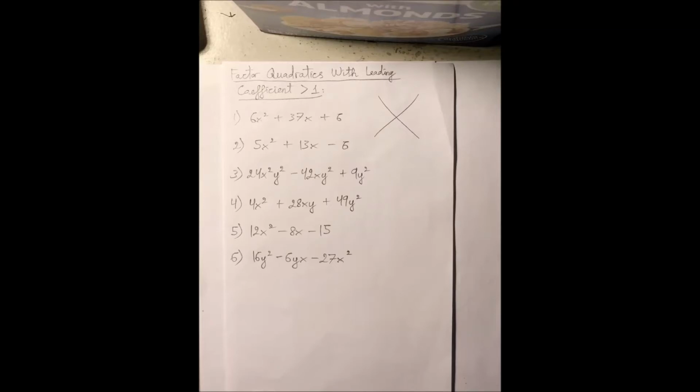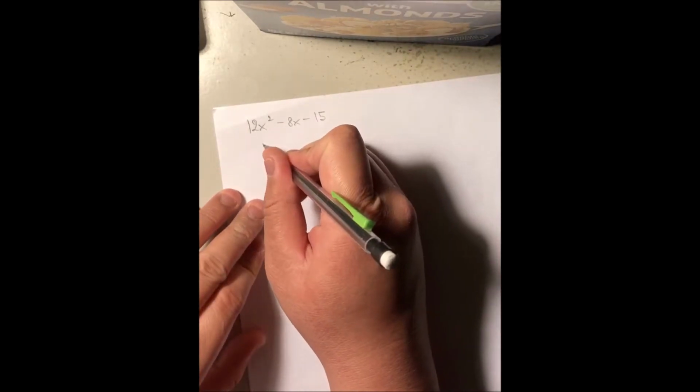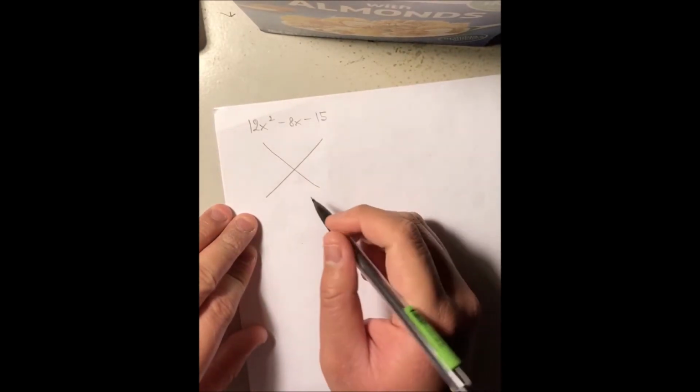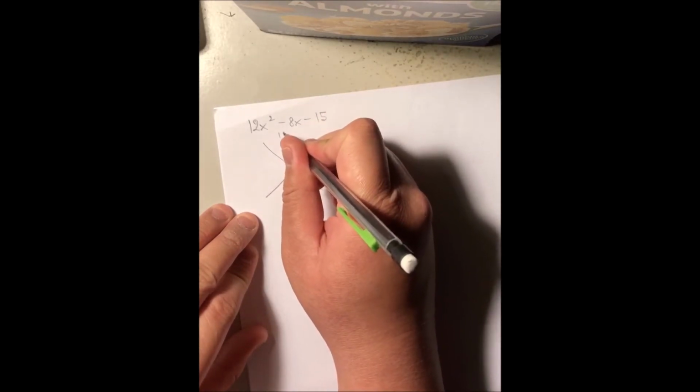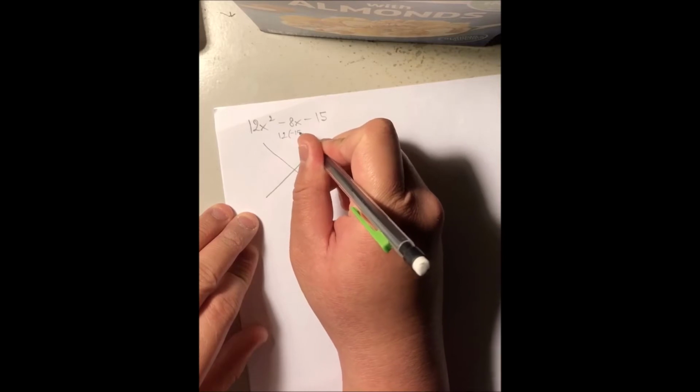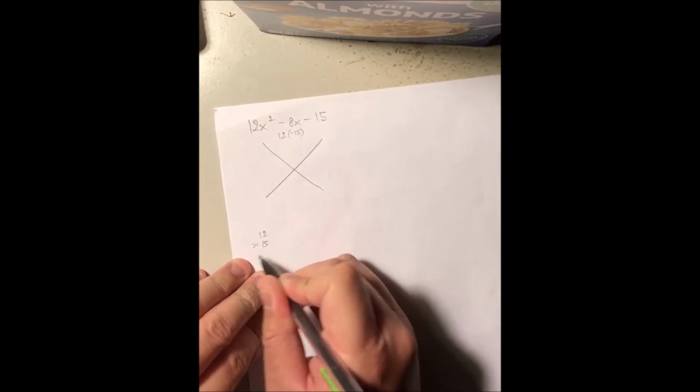Next example, example 5. 12x squared minus 8x minus 15. Same setup. Set up the x, multiply the leading coefficient and the constant. So negative 12 times negative 15. Let's see. Negative 12 times 15.